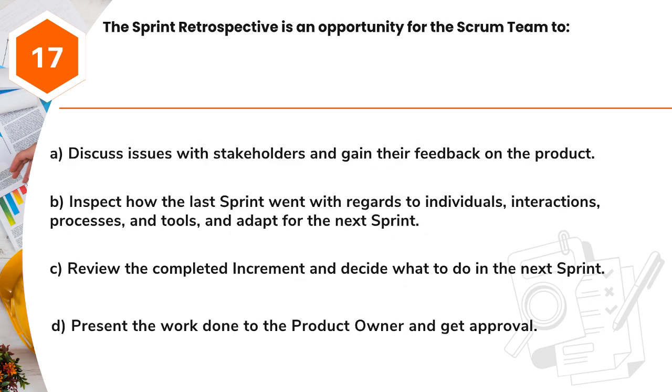Question 17. The sprint retrospective is an opportunity for the Scrum team to A. Discuss issues with stakeholders and gain their feedback on the product. B. Inspect how the last sprint went with regards to individuals, interactions, processes, and tools, and adapt for the next sprint. C. Review the completed increment and decide what to do in the next sprint. D. Present the work done to the product owner and get approval.